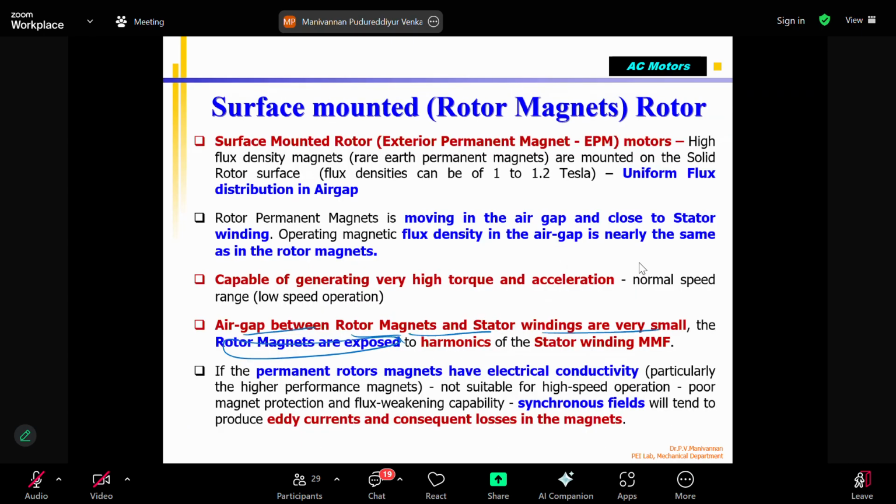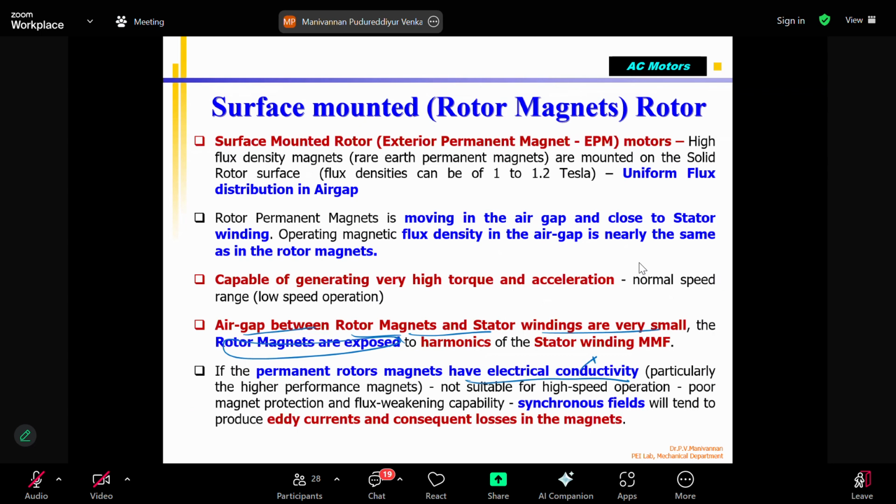If the rotor permanent magnets are made of electrically conducting materials, and they cut the stator magnetic field because they are very close to the outer surface, it will induce eddy current inside the magnet. Which magnet? The permanent magnets of the rotor. Because of the eddy current generated inside, heat is generated. Please note that a permanent magnet should not be taken near heat. If you take a permanent bar magnet to a hot surface, it will lose its magnetism.